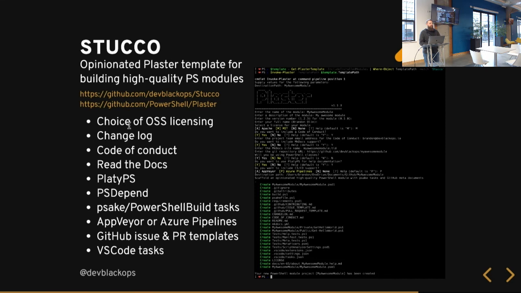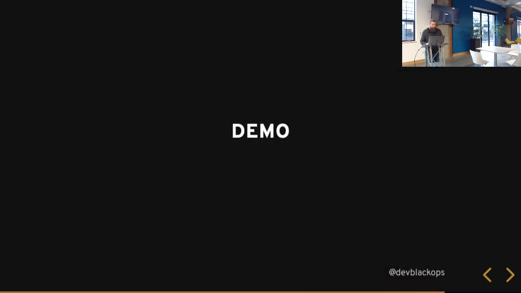I like to put in a choice of a license, your changelog markdown file, a code of conduct, optionally read the docs, platyPS, PSDepend, AppVeyor. I mean, it goes on, and I've joked before that most of the time, I would argue, all of this scaffolding is probably more code than your actual project itself. So we want to make it easier to build all that stuff, and that's what Stucco does. So let me give you an example of that.